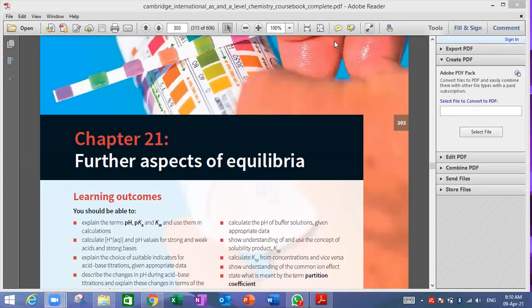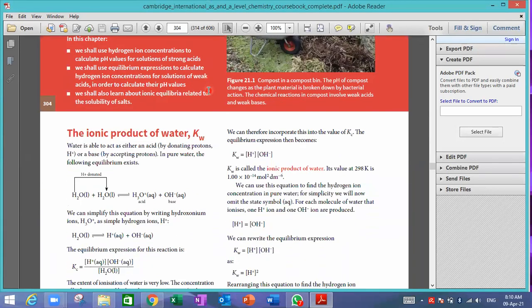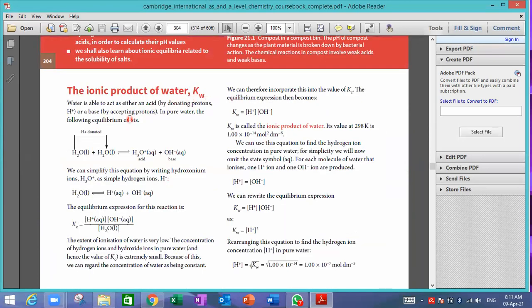Today, inshallah, we are going to study chapter 21, further aspects of equilibria. First of all, we are going to talk about something called the ionic product of water, which is Kw. What is the ionic product of water?